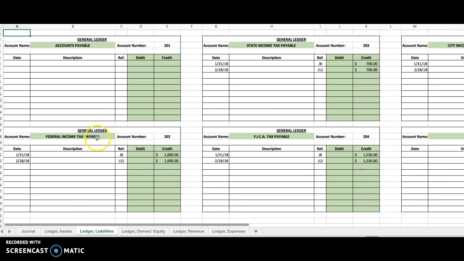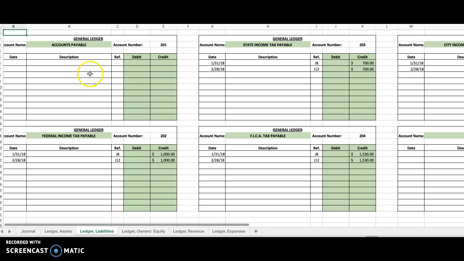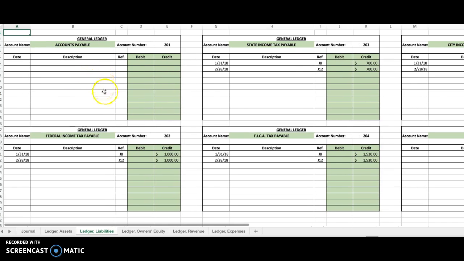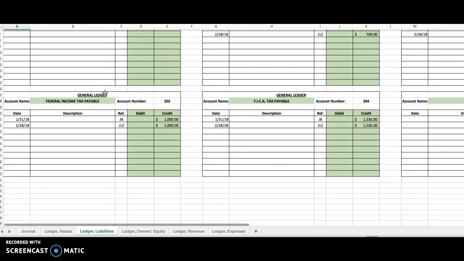Liabilities will be something similar. Accounts payable we're not using in this particular problem, so we're not going to worry about that. But down here, under federal income tax payable, once again, the same thing happens. We had a payroll in January, we had another one in February, and those journal entries would have been from journal page 8, journal page 12, and $1,000 credit each time. And that would have been the same each month.